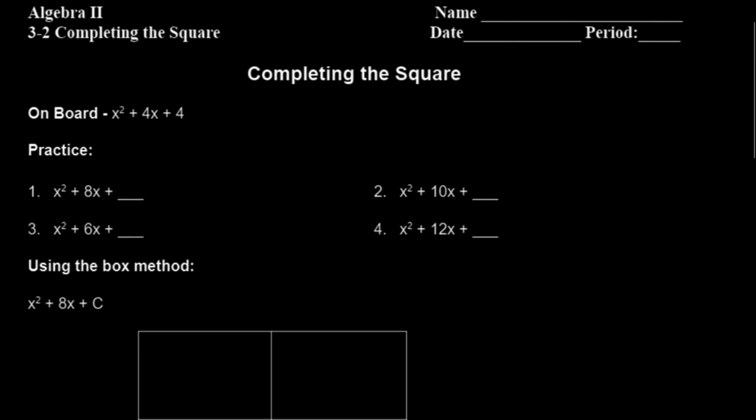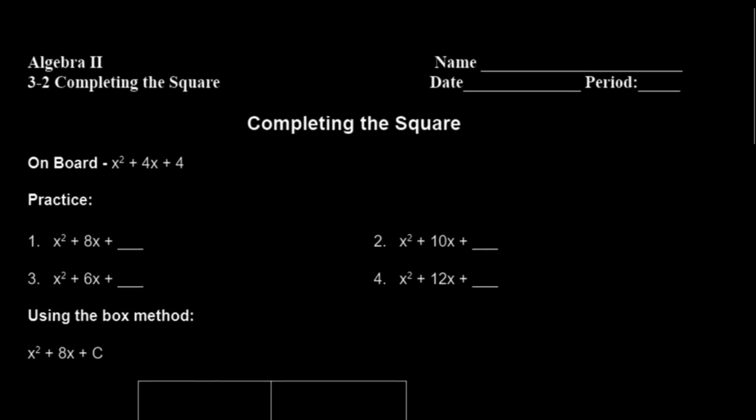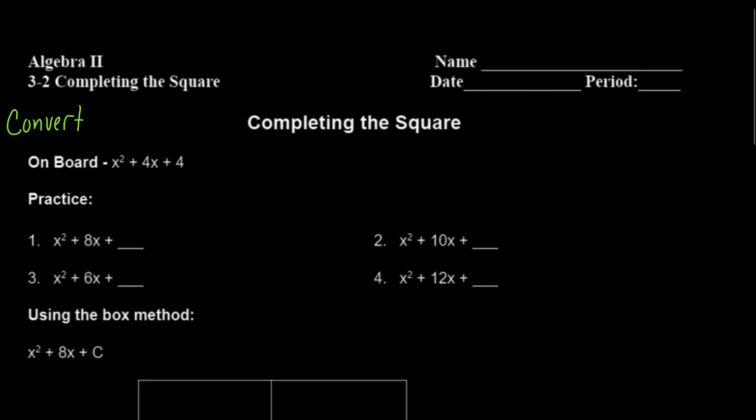So, in order to convert from standard form to vertex form, you have to do something that is called completing the square. So when you're trying to convert from standard to vertex, you have to complete the square.